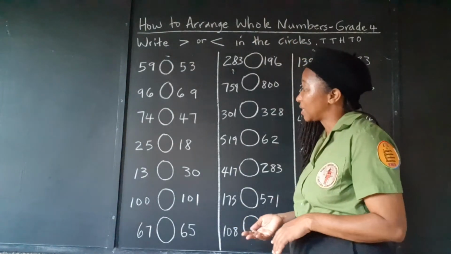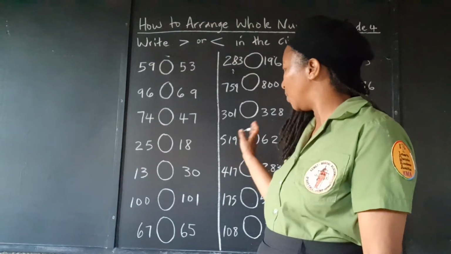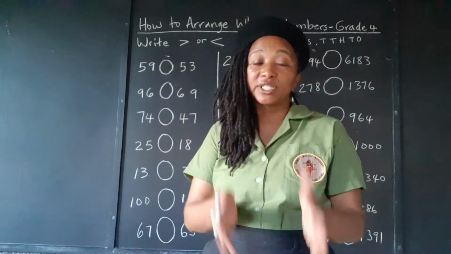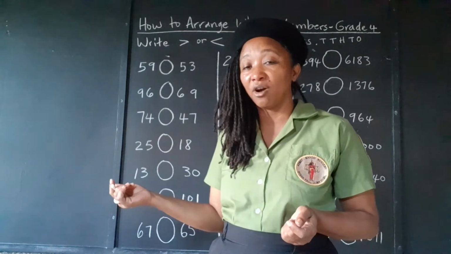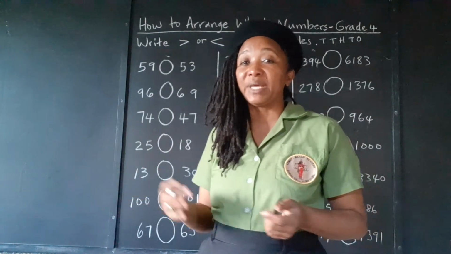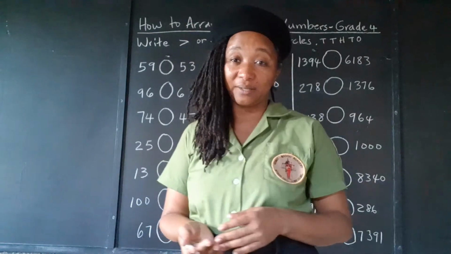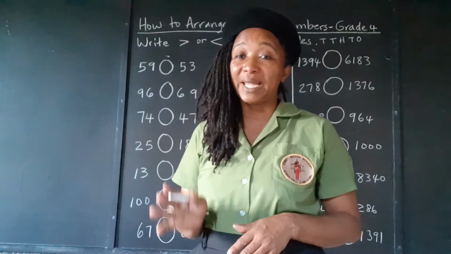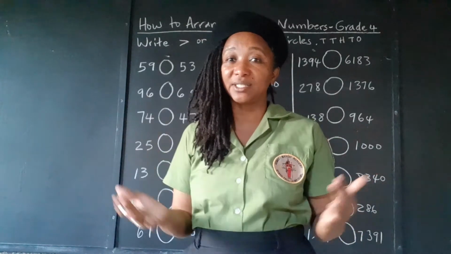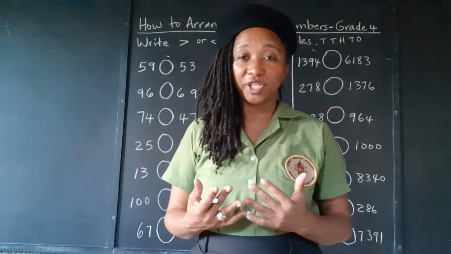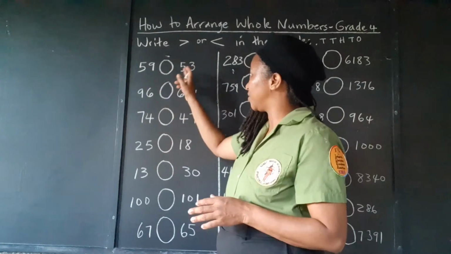Sometimes the first digit is a bigger digit than in the other number, but it doesn't mean it has a bigger value because of the place that it's in, right? So it's the place that gives the digit its value, not just the size, not just the face value of the digit. So let's look, we're comparing 59 to 53.